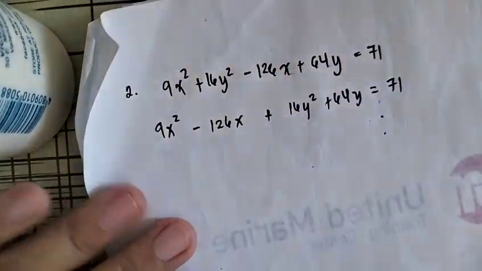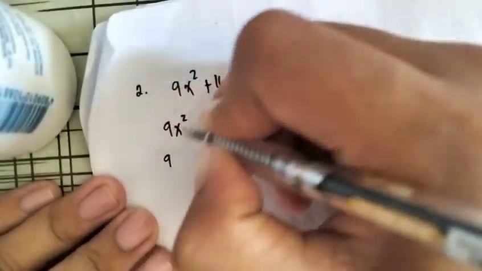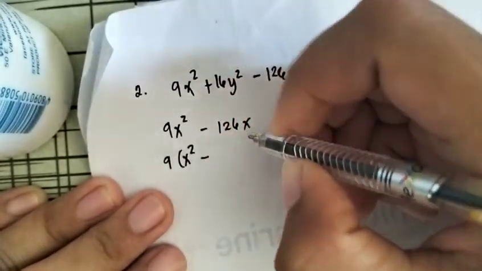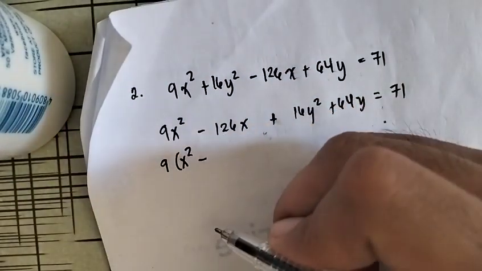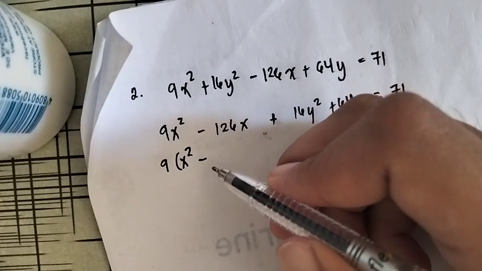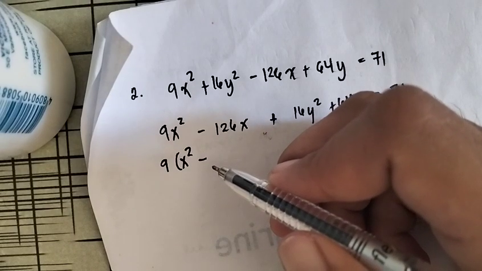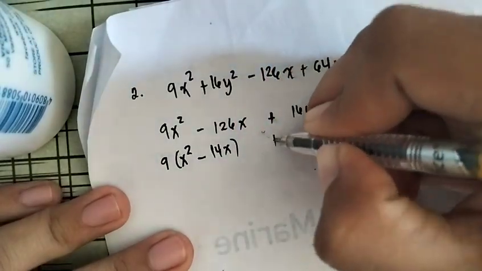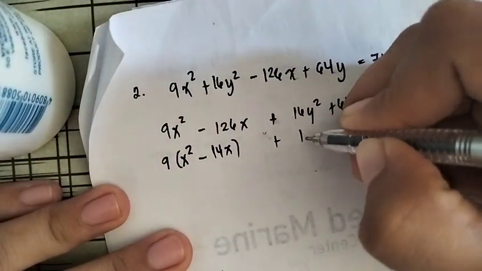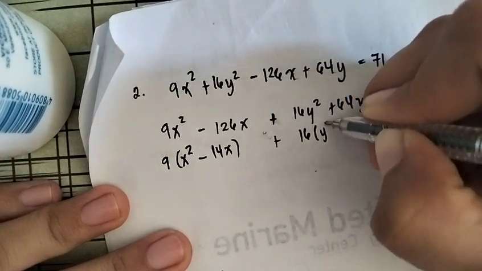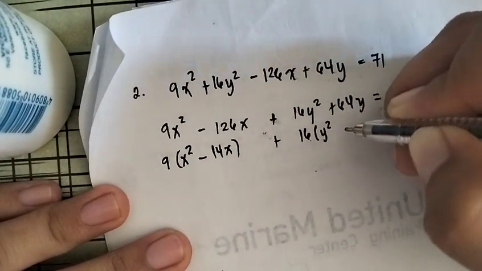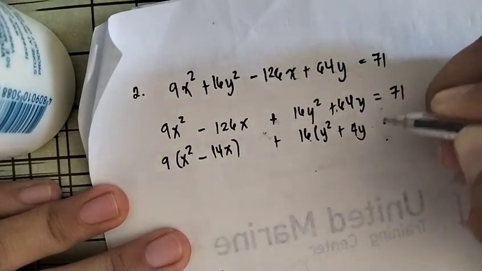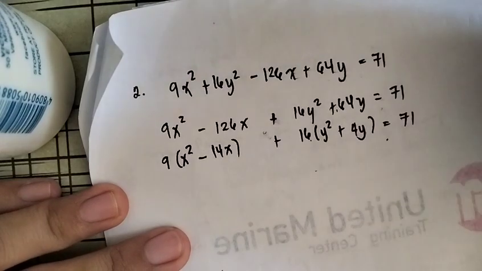Taon man ni, pagawas na to ang 9. So, kung pagawas tag 9, so binlan tag x squared diri. And then, minus 126 divided by 9. Pila? 14. So, 14x. Dari pod, pagawas na to si 16. So, 16y squared. So, 64 divided by 16. So, nakay plus 4y. So, equal to 71.